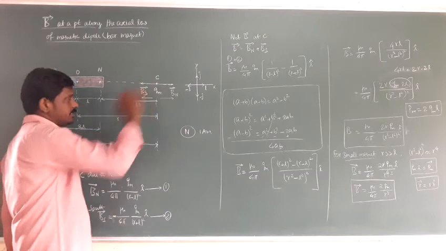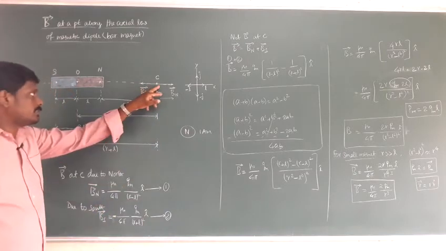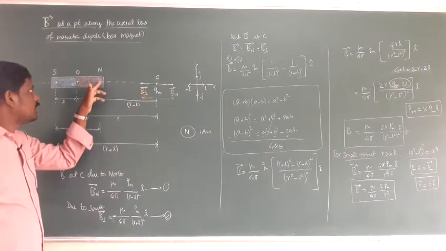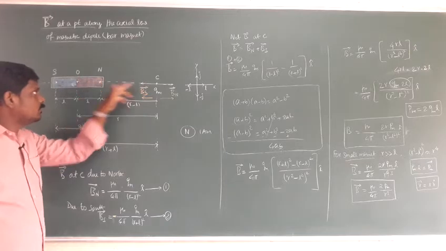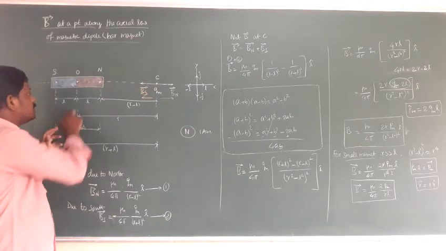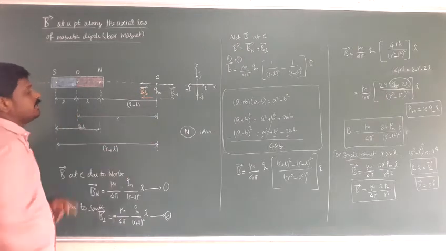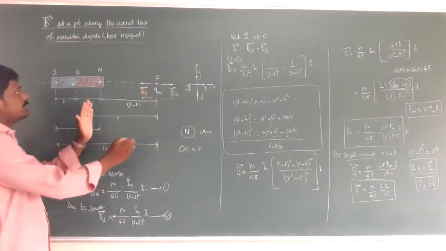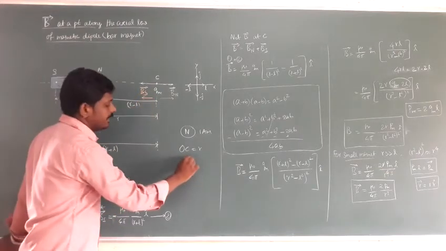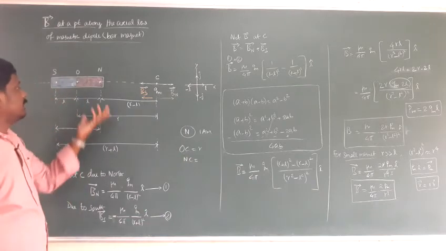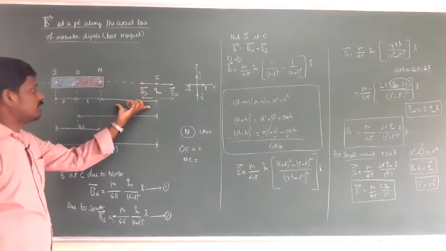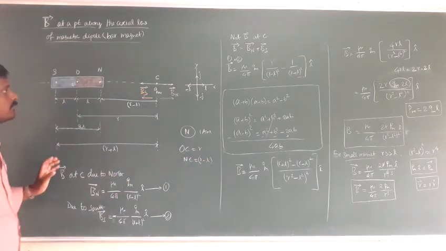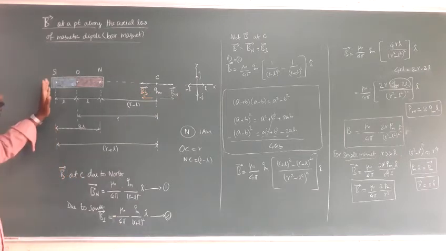So at this point C, what is the magnetic field at point C due to the north pole? We need to calculate from the north pole to point C. From the origin O to C, OC is equal to R. We need the distance from N to C. So NC is equal to R, this one is L, so it's R minus L. It's simply R minus L.